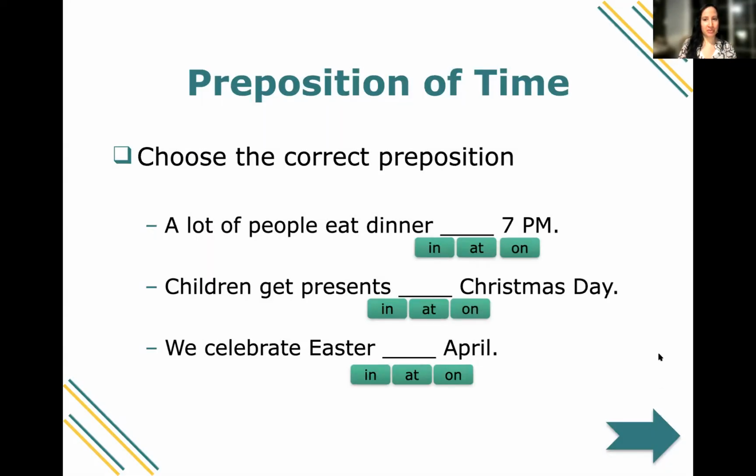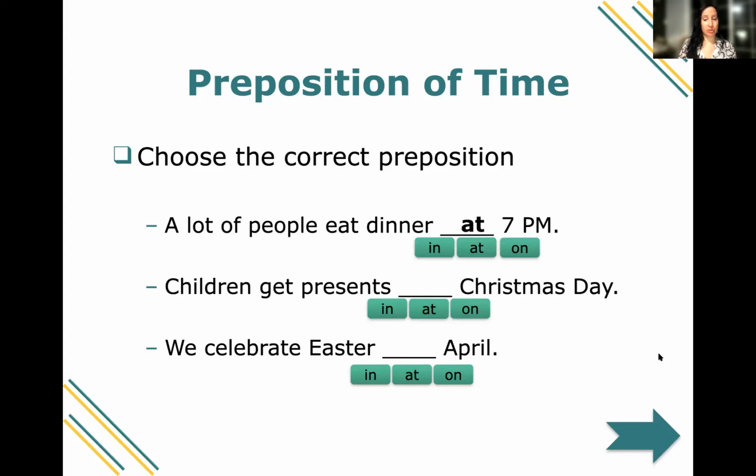Do you remember preposition of time? Well, choose the correct preposition here. A lot of people eat dinner in 7 p.m. A lot of people eat dinner at 7 p.m. A lot of people eat dinner on 7 p.m. At 7 p.m.